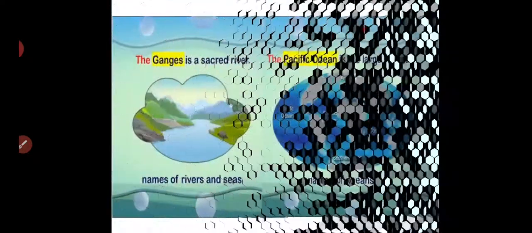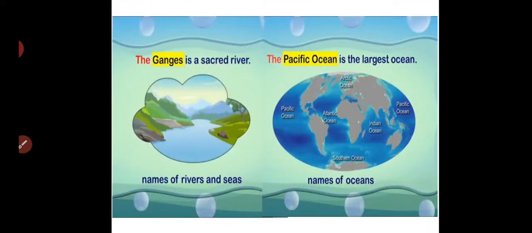Next we see the is used before the names of rivers and seas. For example, the Ganges is a sacred river.